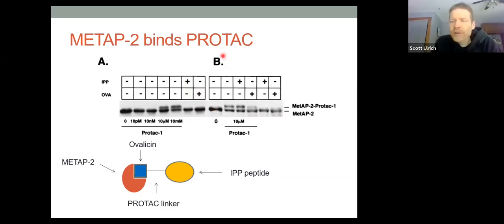Can I jump in for a second, Naya? So, yeah, your friends here might not be accustomed to looking at protein gels. Does anybody have any questions about what the evidence here is for the PROTAC binding to the MET-AP2 protein, the target protein?